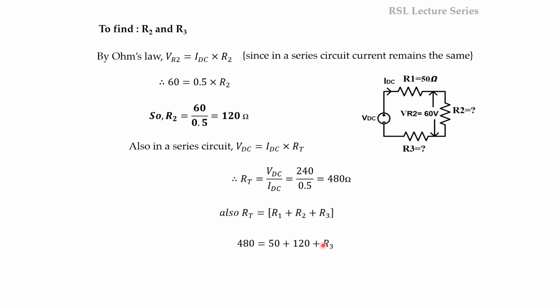So we can easily find out the value of R3. If we add these two, we'll get 170. So here we have 480. If we subtract 170 from 480, that is 480 minus 170, we'll get 310. So this is the required value of R3.